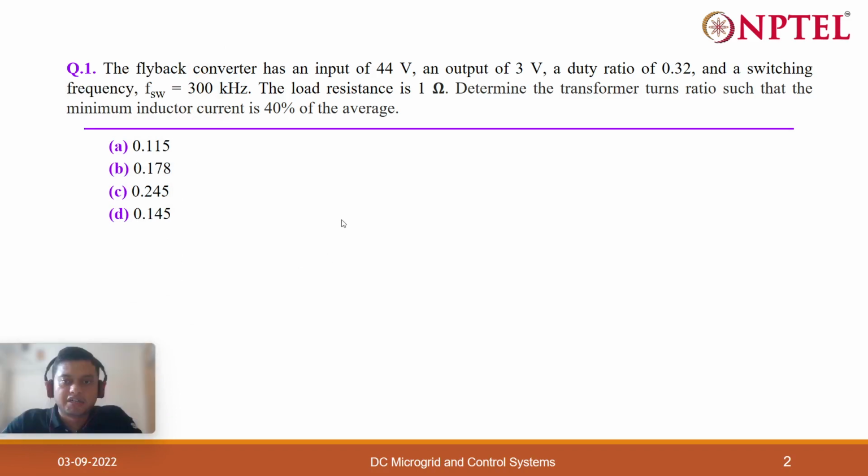So the first question is, the flyback converter has an input of 44 volt and output of 3 volt, a duty ratio of 0.32, and switching frequency is 300 kilohertz. The load resistance is 1 ohm. Determine the transfer turns ratio such that the minimum inductor current is 40% of the average. So you can try it.